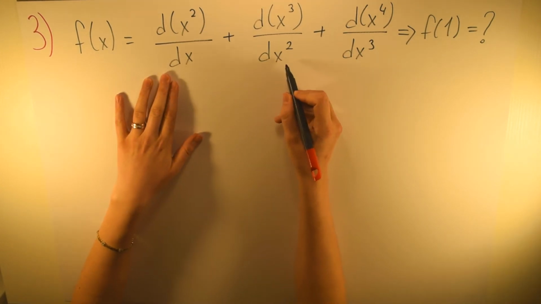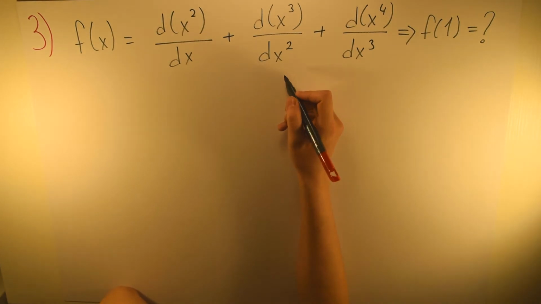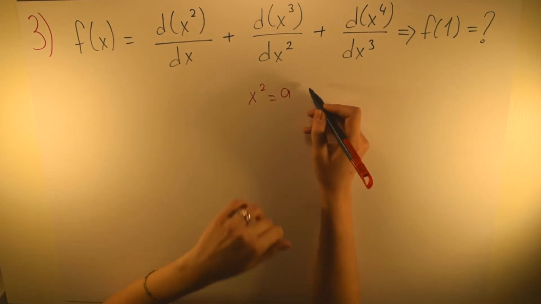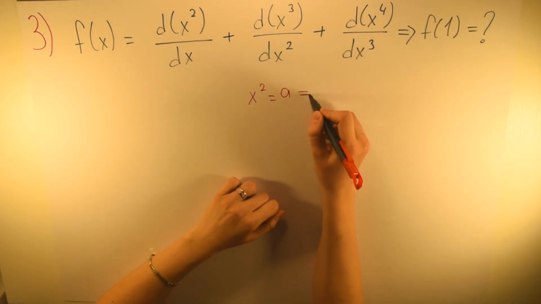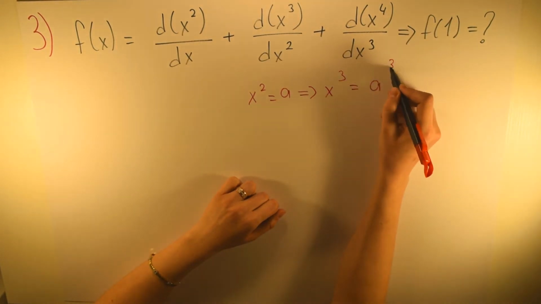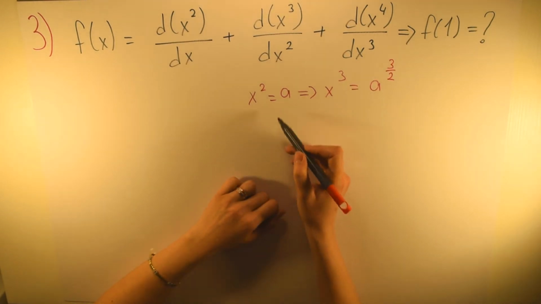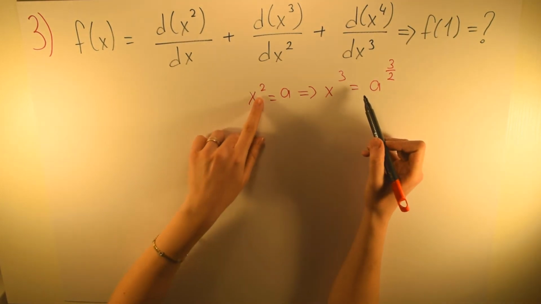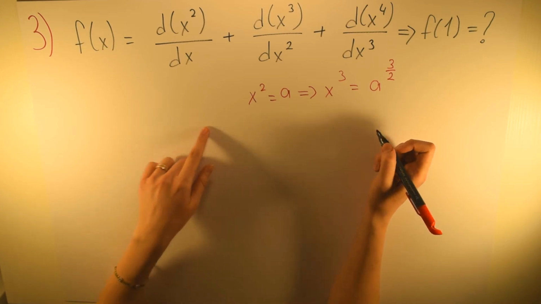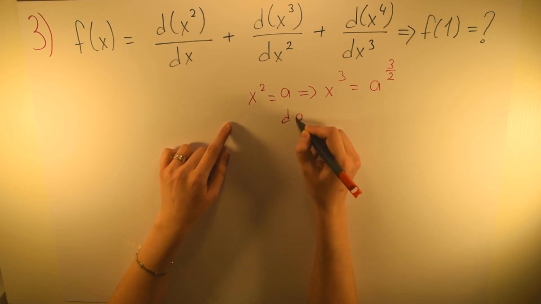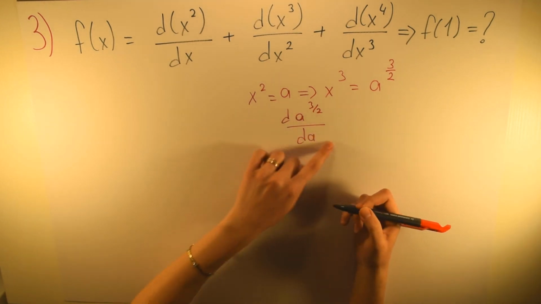When we look at this expression, we need to change this. Let's say x squared is equal to a. Okay, so if x squared is equal to a, which means x cubed is equal to a to the power of 3 over 2. Right? So how can I rewrite this one now? I can rewrite this as dA to the power of 3 over 2 over dA. Now everything will be much easier.